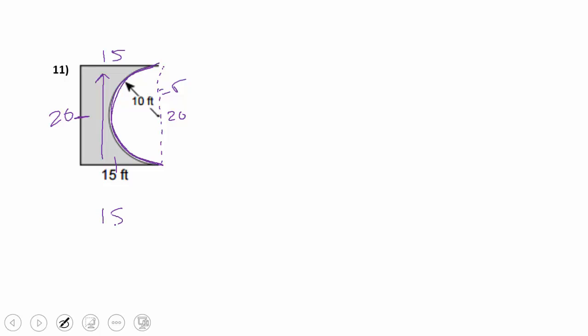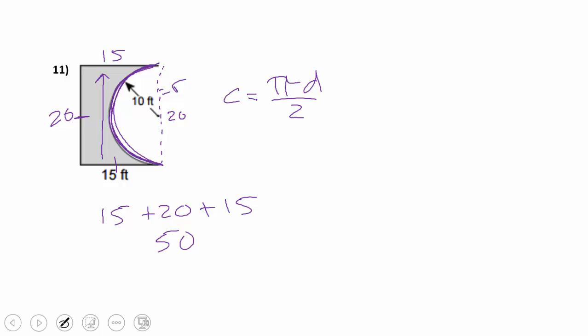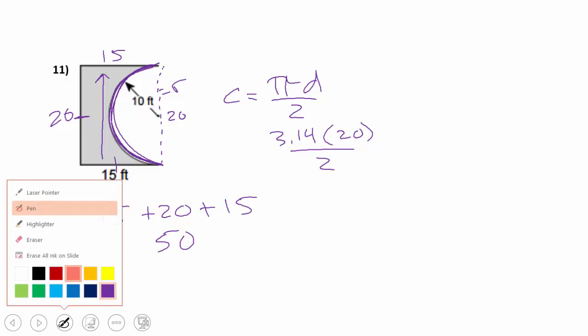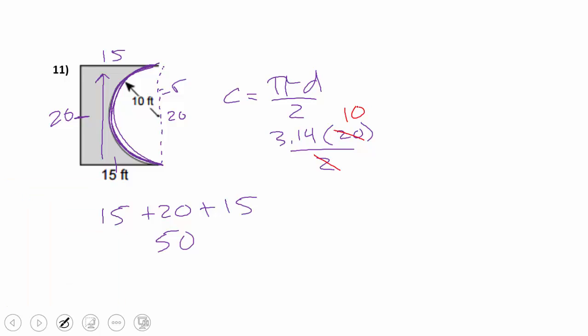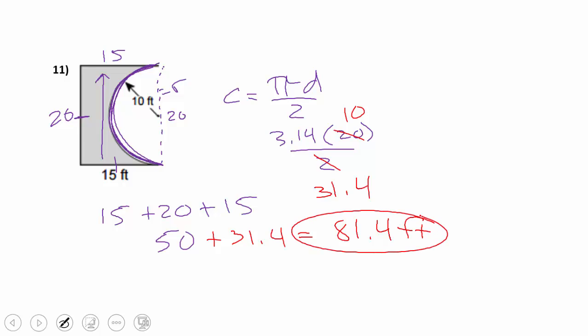So now I can add my 15 plus my 20 plus my 15. And that right there would give me 50. And then I need to find, again, this semicircular region using pi times diameter. And I only have half, so I'm going to divide by 2. And I have 3.14 times 20 divided by 2. We simplify before we use our calculator. And then we get 3.14 times 10, which is just 31.4. So I come over here and I add 31.4, and I get 81.4 feet as the perimeter of that figure.